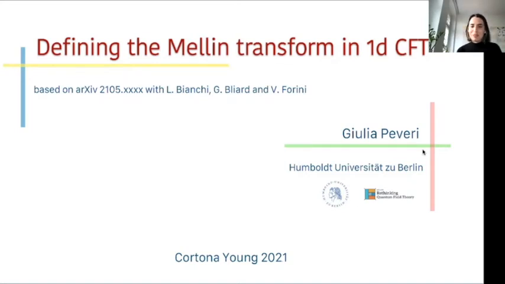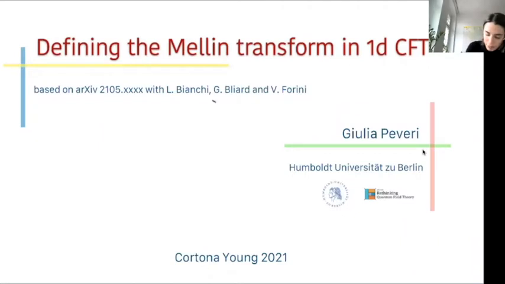Hi everyone, I am Giulia Peveri, and today I'm going to present work that I've done in collaboration with my supervisor, Valentina Forini, with Lorenzo Bianchi, and with Gabriel Bliard. I'm going to talk about a non-perturbative formulation that we proposed for the Mellin transform in one-dimensional CFT.